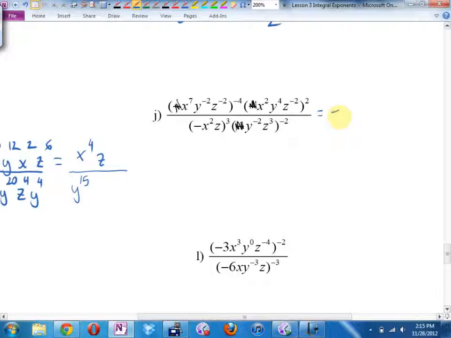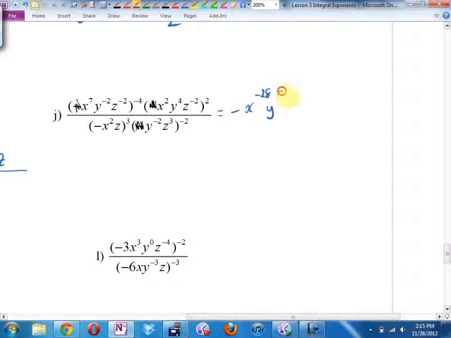All right. Power to a power. I'm going to have x to the negative 28, y to the positive 8, z to the positive 8. In the second bracket, I'm going to have x to the 4th, y to the 8th, z to the negative 4. Yoink. All over. I took care of the negative already.